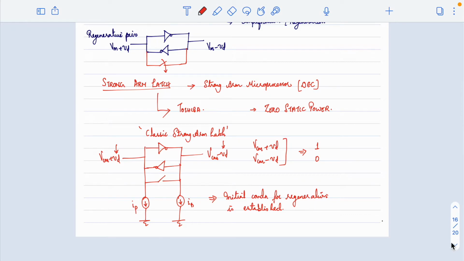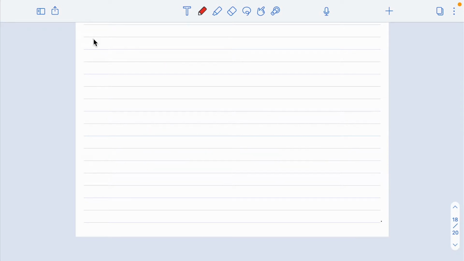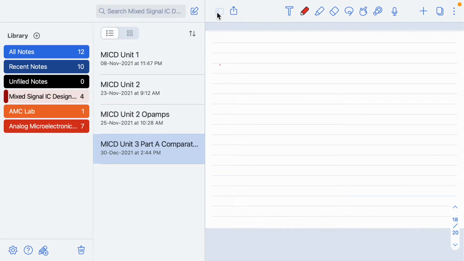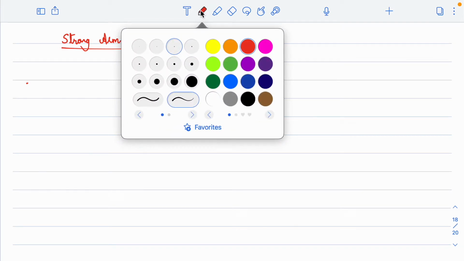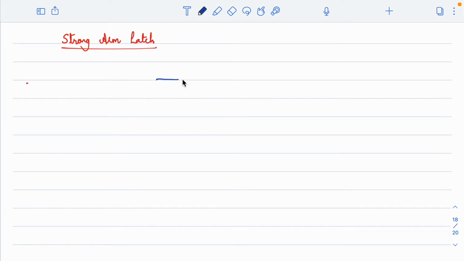So all right, what we do here is we'll draw the circuit of the StrongARM latch based comparator. So what we know is we have back-to-back inverters, so let me draw that first.